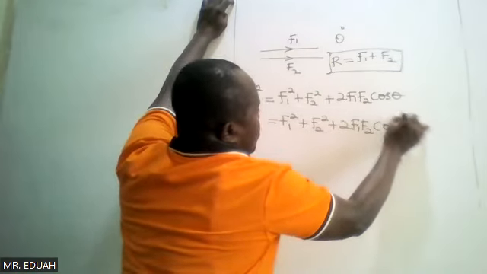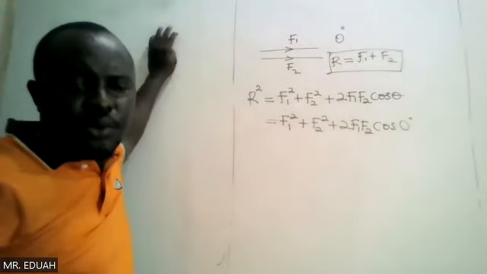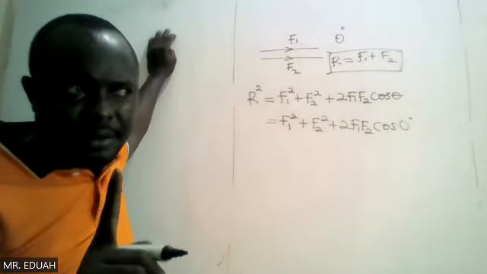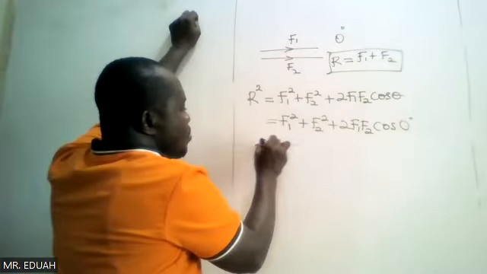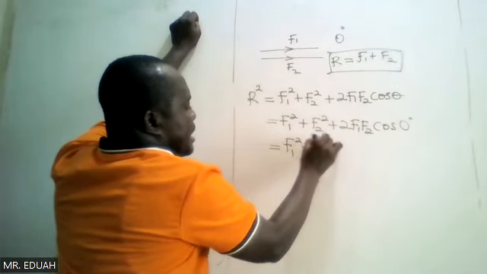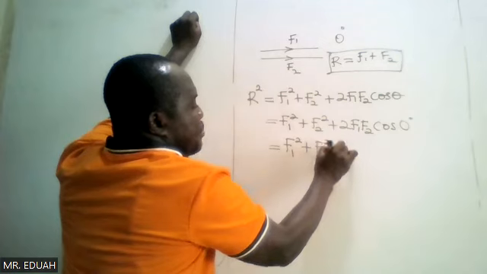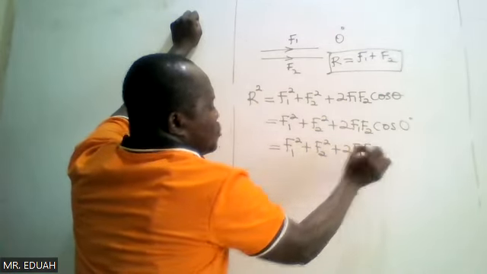Cos of 0. And what is cos 0? 1. Okay. So you have F1 squared plus F2 squared plus 2F1 F2.